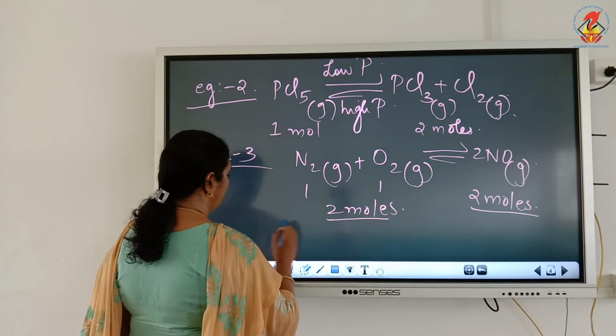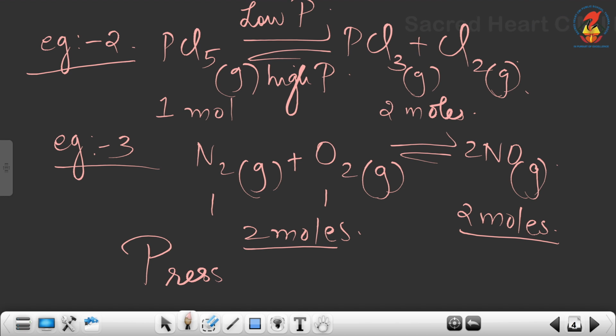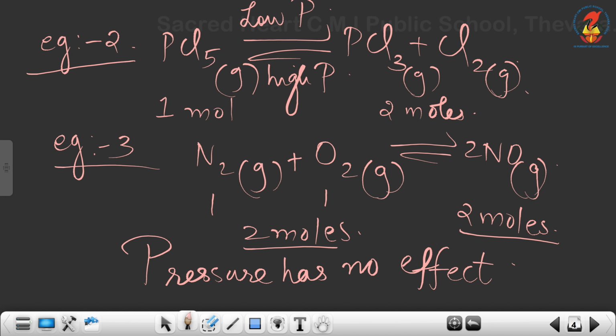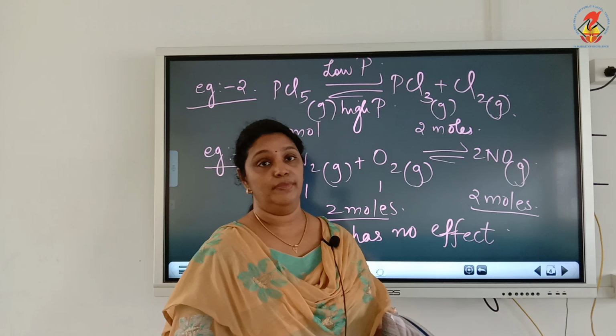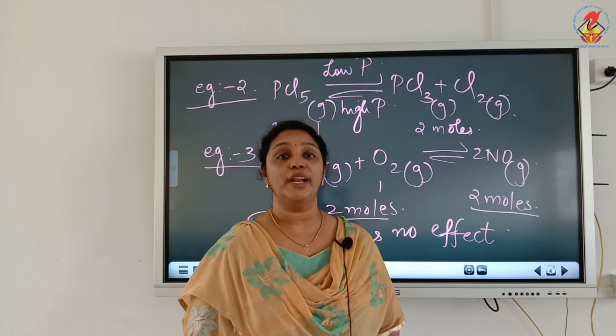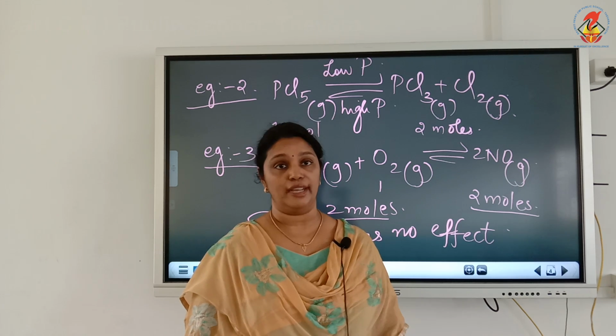So here pressure has no effect because the total number of moles of reactants and products remains the same. So this is the effect of pressure on the equilibrium of a reaction.